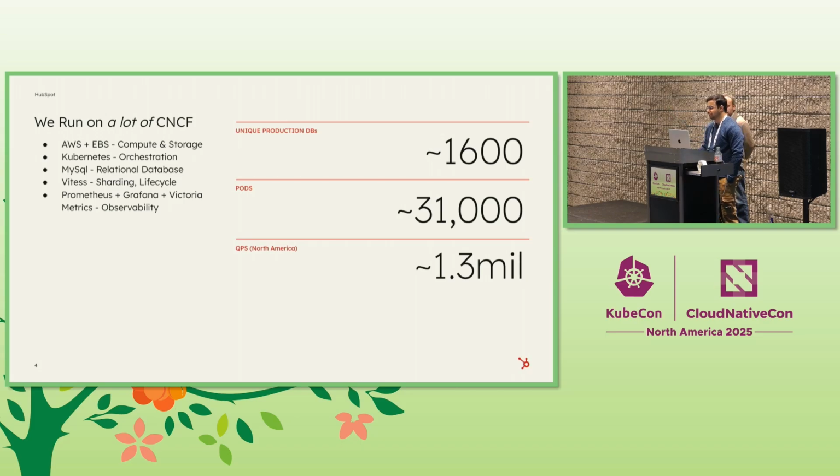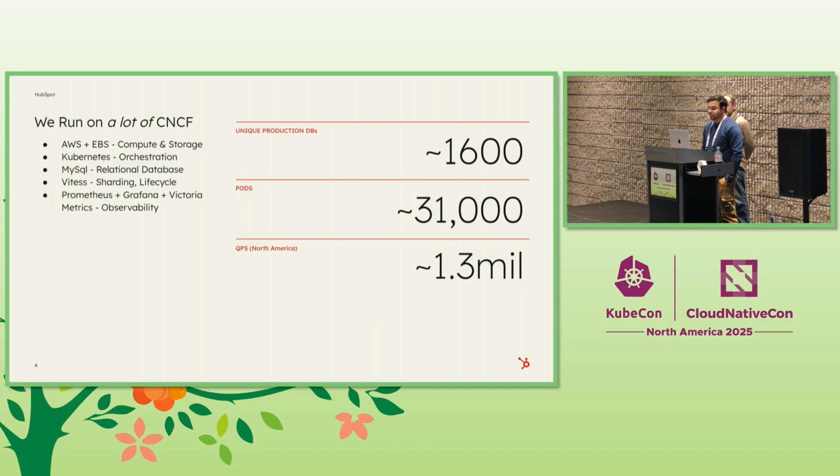We have Vitess folks here. Thank you so much. And so Vitess provides us sharding and lifecycle management, and we are very heavy users of Vitess. And then we have a healthy dose of Prometheus, Grafana, and Victoria Metrics, just keeping an eye on everything that we do. And it's fabulous. They do all the heavy lifting for us.